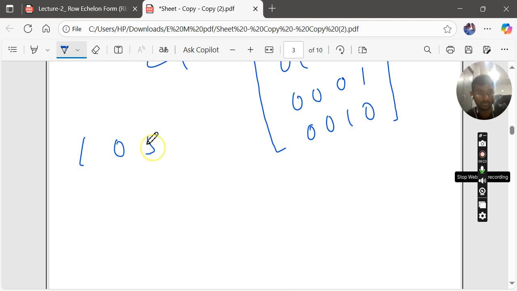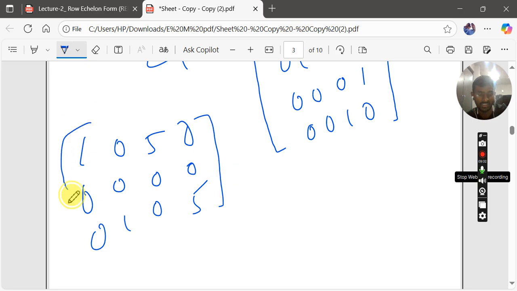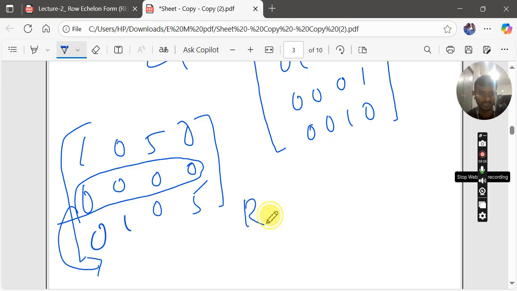For example, 1 0 5 0 and 0 0 0 0 0 1 0 5. What about this? Again, it is not row echelon form because this zero row should be at the bottom. Meaning, if you replace R2 with R3, then it will become row echelon form. Okay, so I hope this concept is simple.